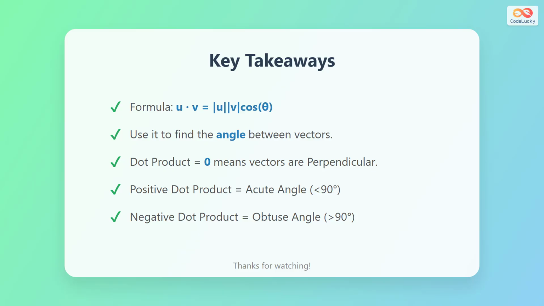To summarize, the dot product connects vectors to angles. Remember that a positive value means an acute angle, a negative value means an obtuse angle, and 0 means they are perpendicular. This simple number tells us a lot about the geometry of the vectors.